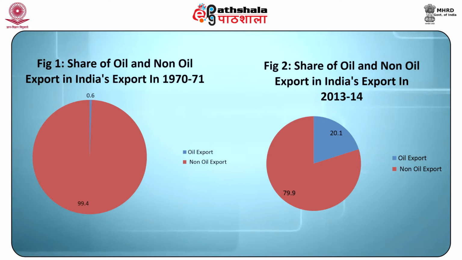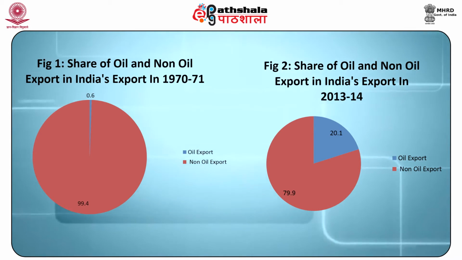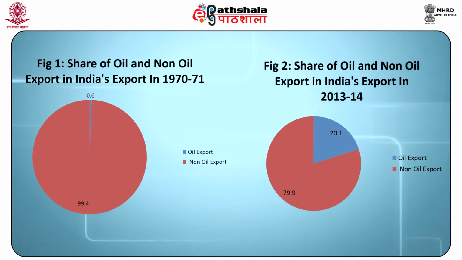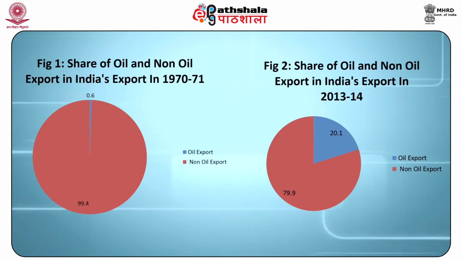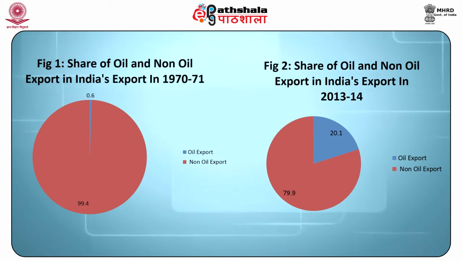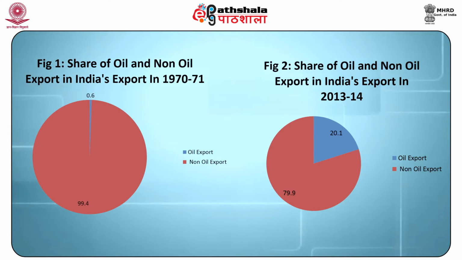Now, if we look at the share of oil and non-oil exports in India's exports in 70-71, given by the figure, we find that the non-oil export share was 99.4.